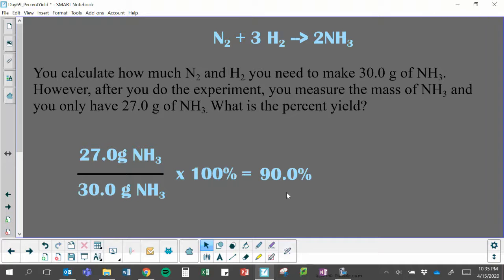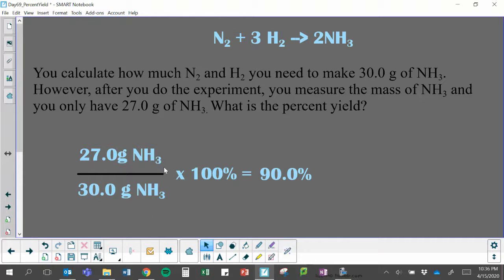So that means that we made 90% of how much we thought we would actually make. So this would actually be a fairly good percent yield. In an ideal world, if we had no error, we would have 100% yield, meaning we make exactly the amount that we thought we would make. But this is pretty close. We made 90% of what we thought we would make.